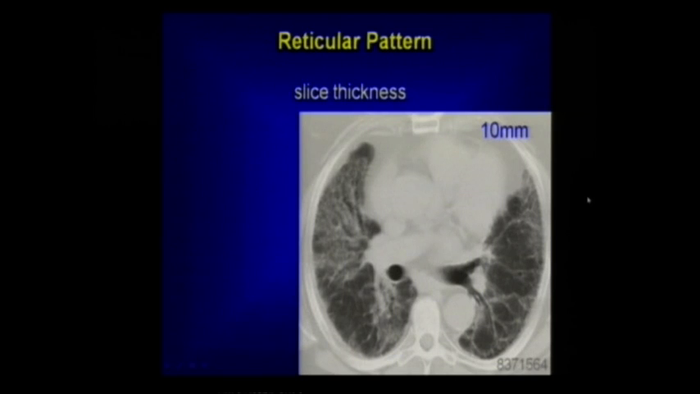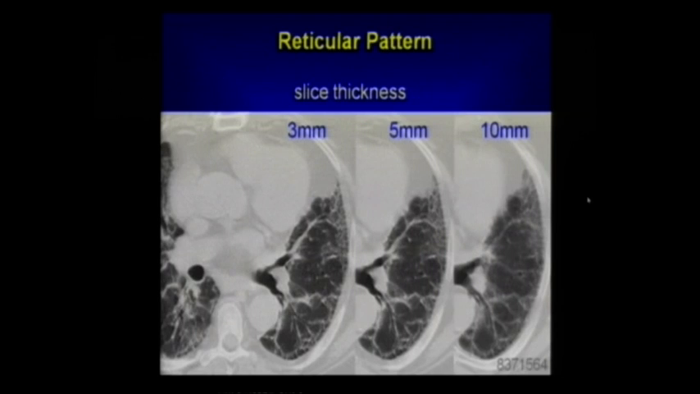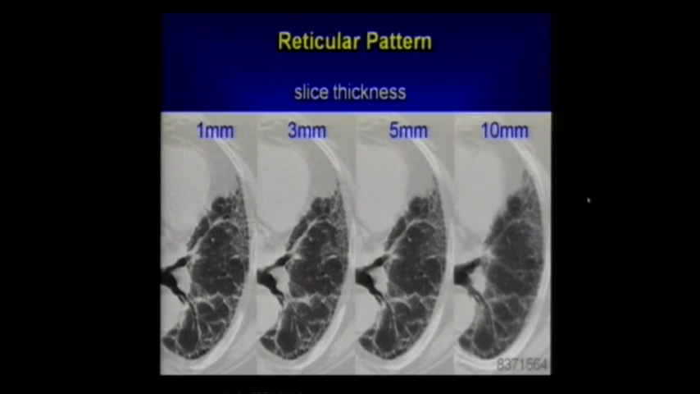You will not be able to differentiate between a honeycombing or a traction bronchiectasis or even a small emphysematous area which is bordered by lines. Look at this one, it is 10 mm, it is very vague and unclear. 5 mm it became much clearer, 2 mm still clearer, 3 mm. See, 1 mm it is very sharp.